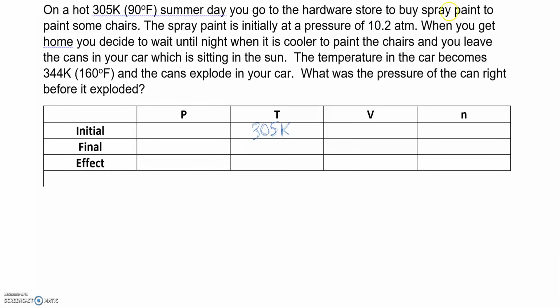So you buy spray paint on this hot summer day, and the spray paint is initially at a pressure of 10.2 atm. So we write 10.2 atm here. Now you take that spray paint home with you, but you decide not to do anything with it. You decide to paint after it gets cooler. But sadly, you leave that can in your car, which is sitting in the sun. We all know on a Minnesota summer, that car can get pretty hot inside.